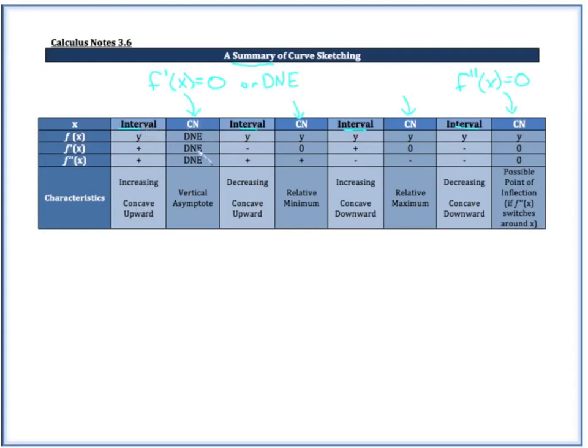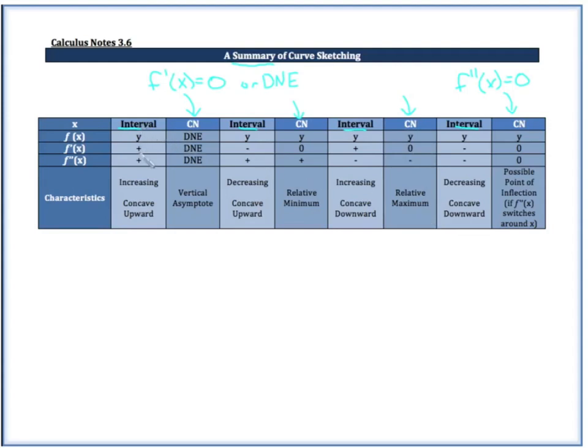So at a critical number, if the first derivative and the actual function don't exist, then we're going to say this is a vertical asymptote. Okay. At another critical number, we get a value for y, and the second derivative was positive. We're going to call that a relative minimum. Okay. At another critical number, we do get a value for y, and the first derivative was 0, but now the second derivative was negative. We call that a relative maximum.